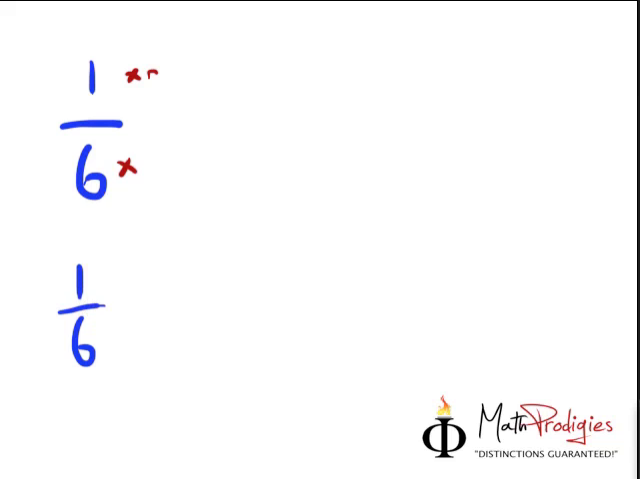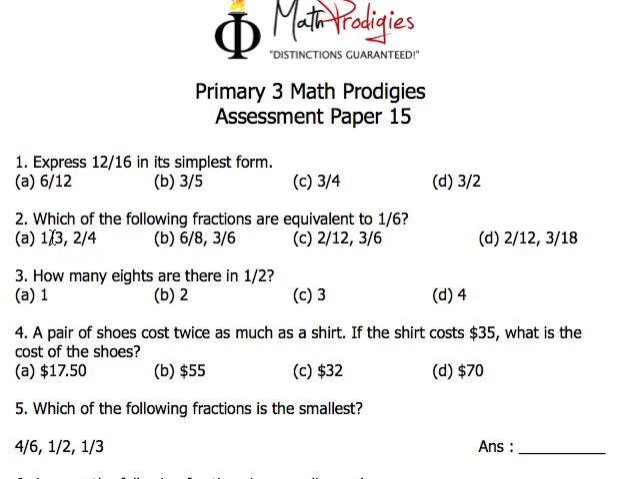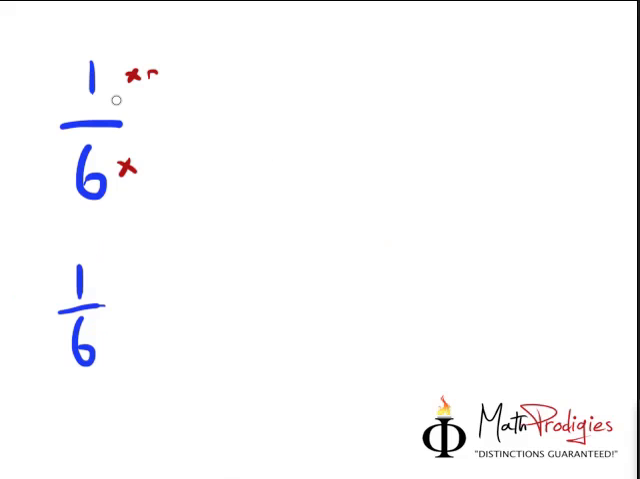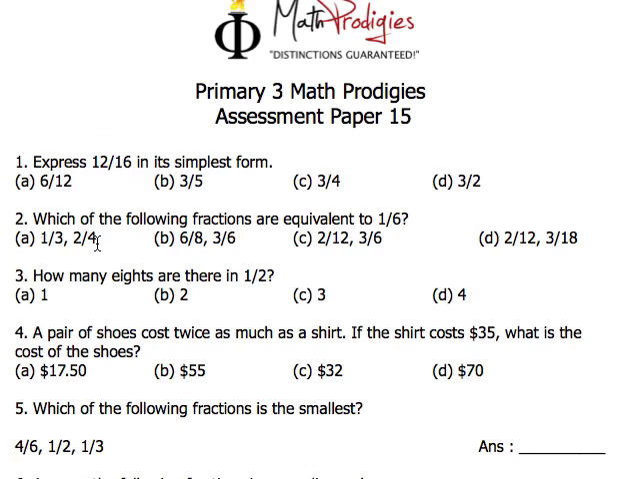Okay, let's take a look at each one. First one says 1/3. Can we divide by 2 to get 1/3? No, we cannot. So therefore, we know that the first option is definitely out already. Okay, let's move on to the second one.